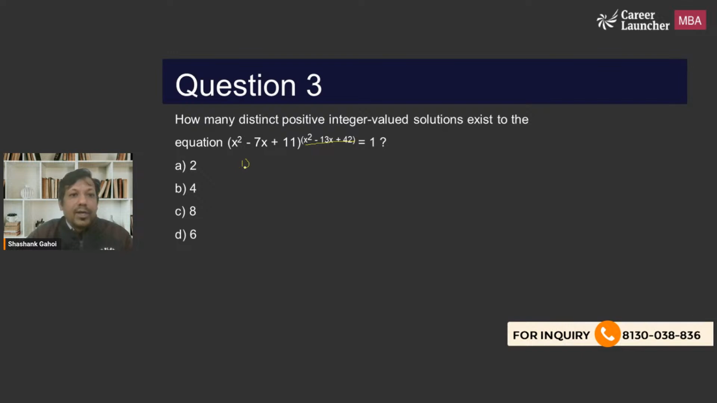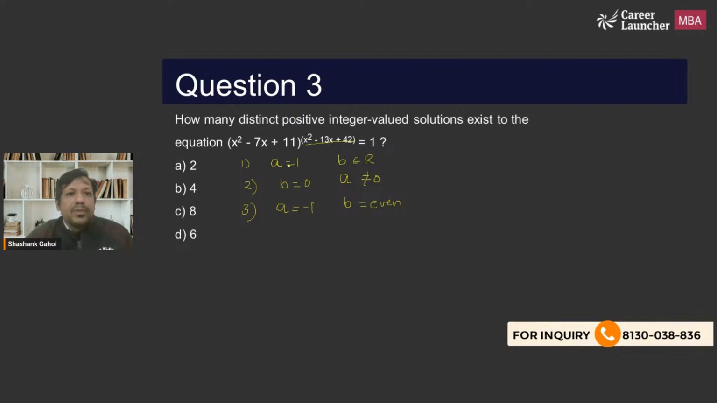Okay, so I'm going to write all the inferences. So if the base is 1, then the power can be any real number, right? Second, if the power is 0, then the base can't be equal to 0, right? Now, the third inference is if the base is -1, then the power should be even, right? So even means it can be +2, -2, +4, -4, and so on, anything.